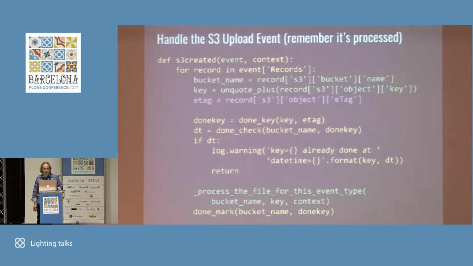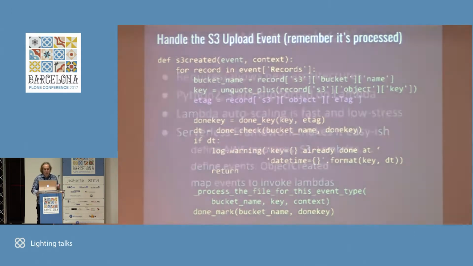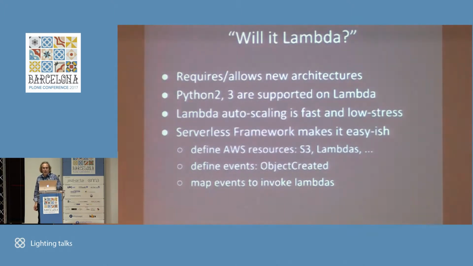So, basic Python code. For each record that you get in an event, you grab your bucket, you grab the key, and you grab the ETag, which we use to detect duplications. The done key stuff is we store another key that says, I've already looked at this, because you can get an echo of that request, and you don't want to process a file that's already been processed. So we then process the file. It's pretty simple. Once you get that key and bucket, you can download the file and do anything you want with it.